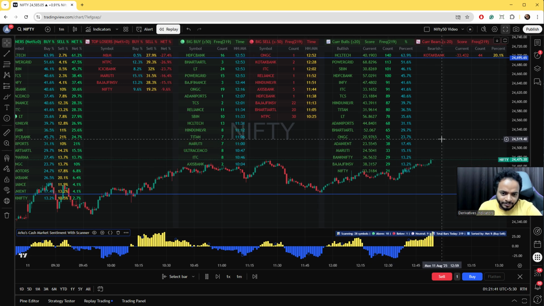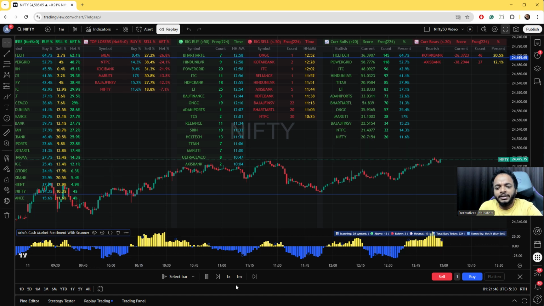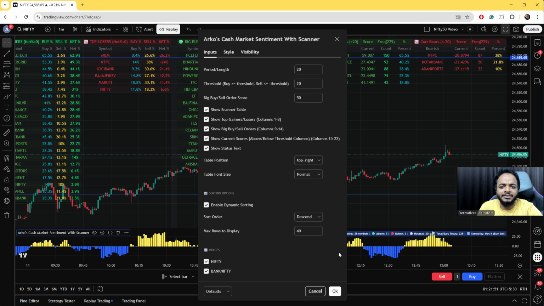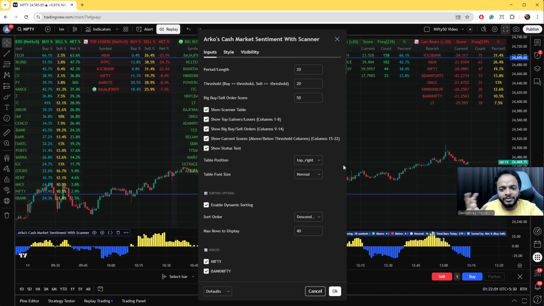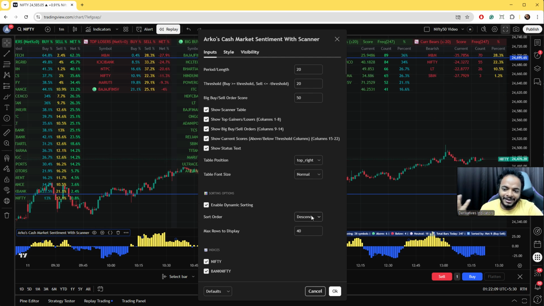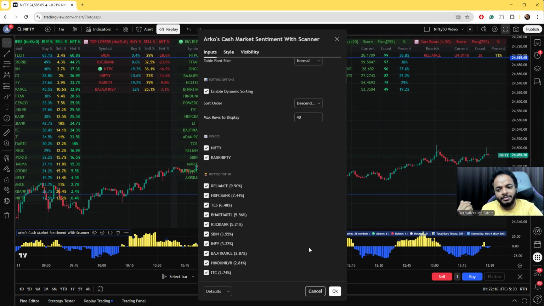And yeah, so that is the overall thing about the scanner. And also, if you want to go to the settings, there is not much in the settings. If you want it in ascending order, I think the decreasing order is the best, because once you look at the top losers list or the top gainers list, at the top of the list you have the top names where the big money, like the smart money, is heavily buying or heavily selling. If you still want ascending order, you have that, and maximum rows is 40, because at max you can select 40 symbols.